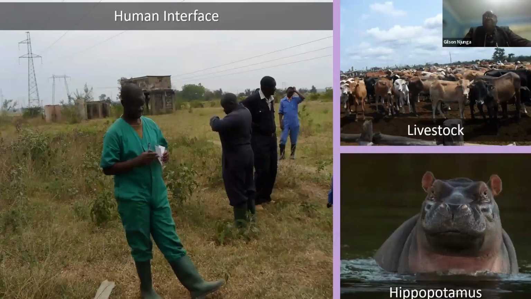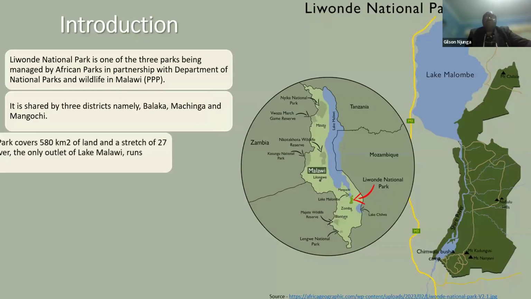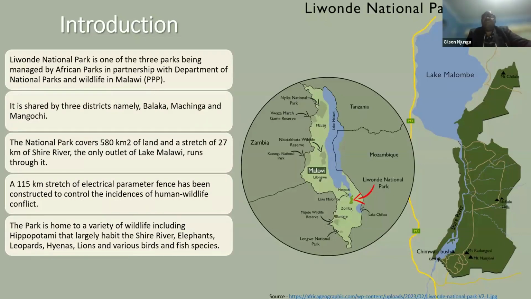So this is what I was talking about, an interface between humans, animals, and wildlife. This is an introduction of the exact site that I'll talk about. This outbreak occurred in Liwonde National Park. Malawi is lucky. We've got quite a number of wildlife reserves, and one of them is Liwonde. Liwonde National Park is one of the 3 main parks now being managed by African Parks in partnership with the Malawi government through the Department of Parks and Wildlife under a public-private partnership.